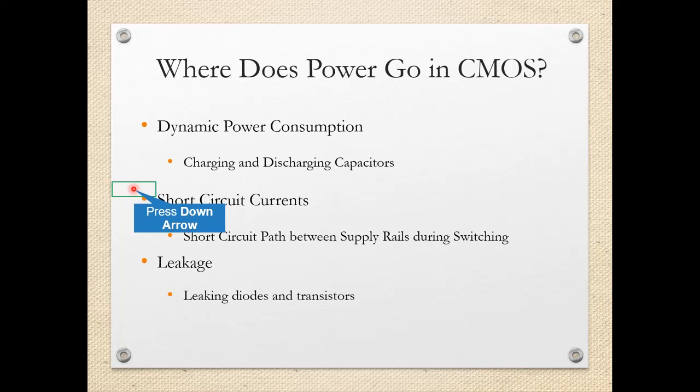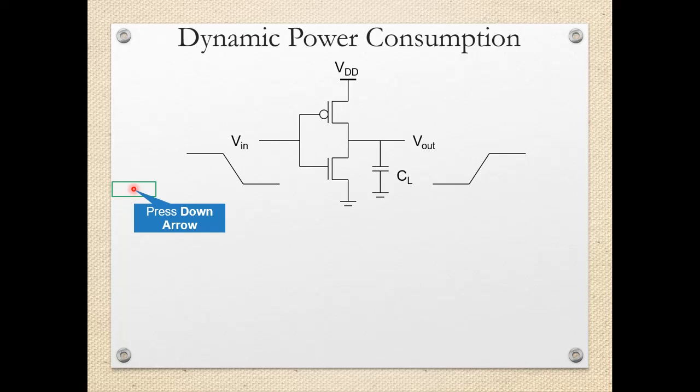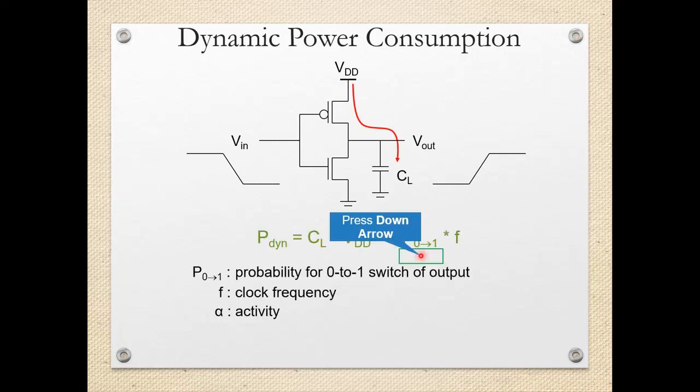Already we have seen through that animation how the power is consumed, but now we'll see the formula also. The same circuit is taken over here. When the input is logic low, the P MOSFET will be on. Current will start flowing through the P MOSFET and the capacitor. It will get charged and the power will get consumed. This power consumption is called the dynamic power consumption, and the formula is CL, the load capacitor, multiplied by VDD square, multiplied by the switching frequency F, multiplied by the probability of 0 to 1 transition.